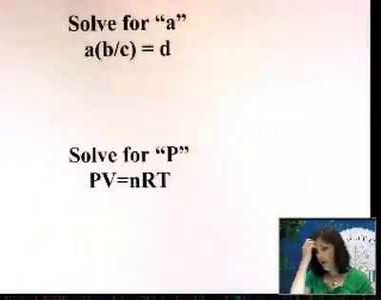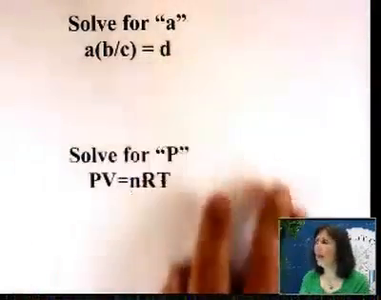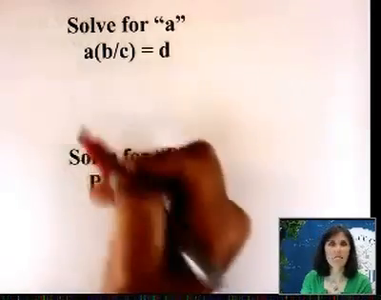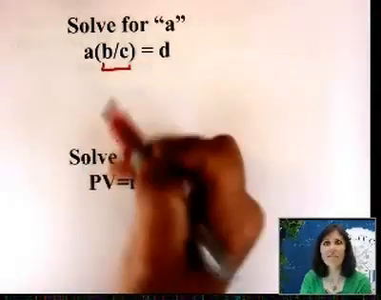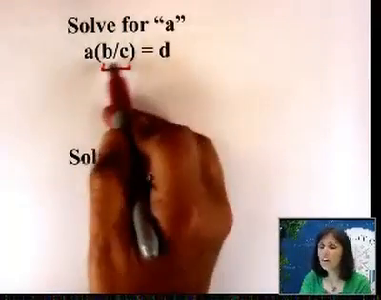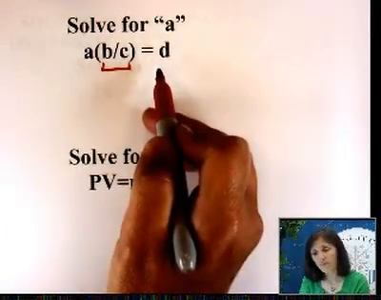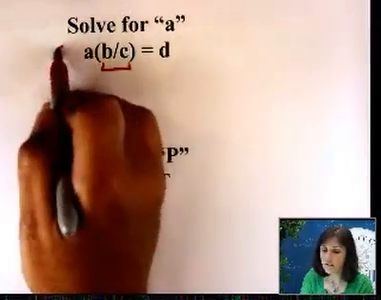Okay. Now, solve for A. Okay, well, in this case, you have a fraction. Remember, this is like the coefficient. Remember, that's how you were doing. To get rid of B over C, you need to multiply both sides by the reciprocal of that. B over C, that's C over B.